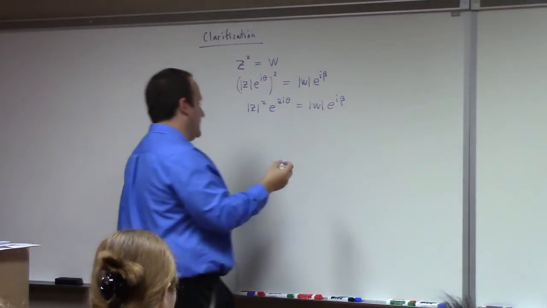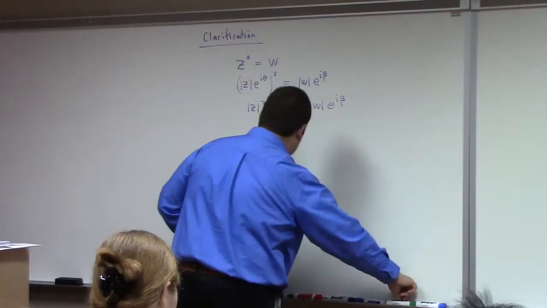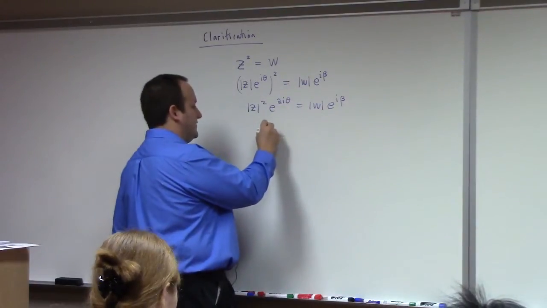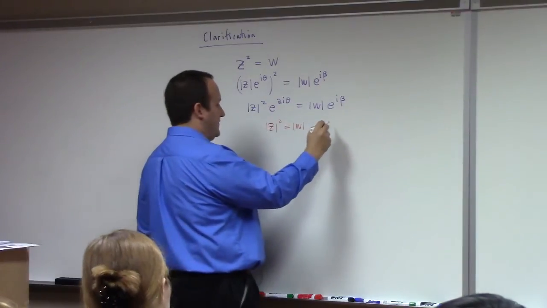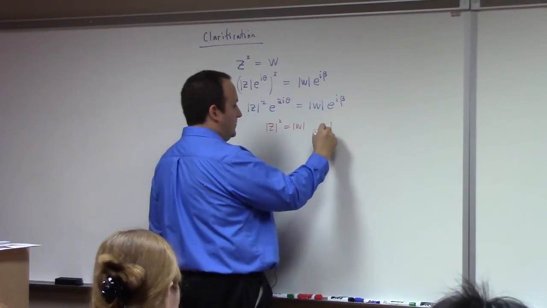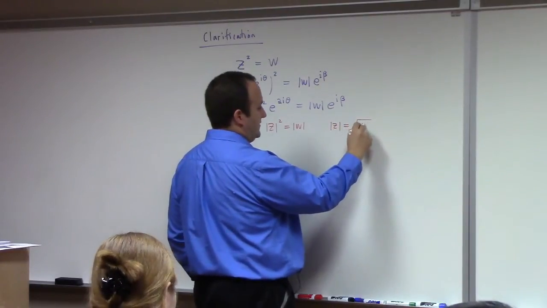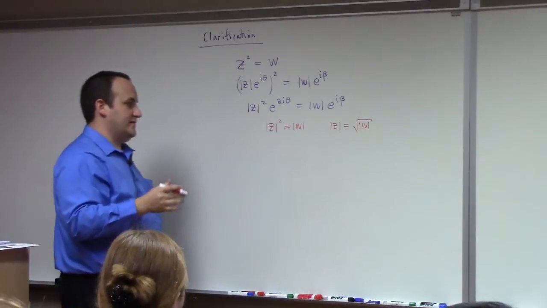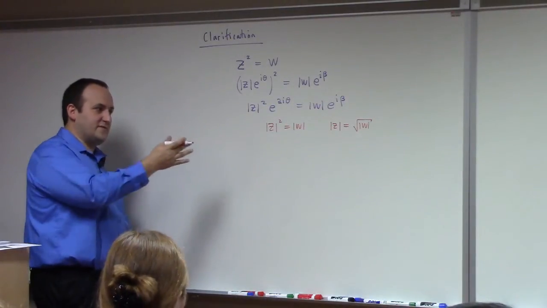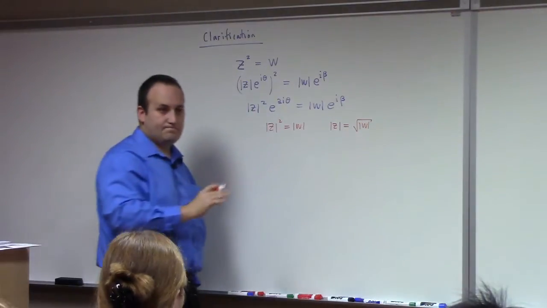So in particular, this gives us the modulus of z squared is equal to the modulus of w, which of course gives us the solution what? Modulus of z is equal to the square root of the modulus of w. Now here I just mean garden variety, honest to goodness, pre-calculus. Wherever you first learn square root, it's that square root. This is the square root of a real number, right?